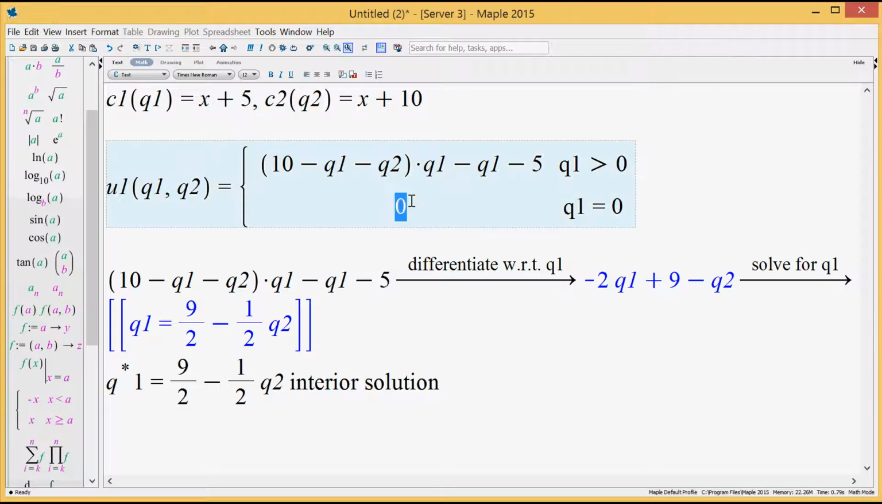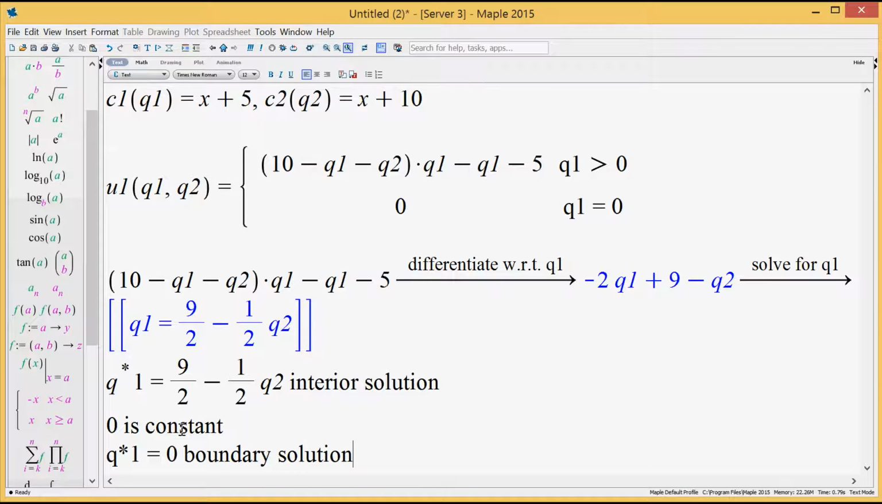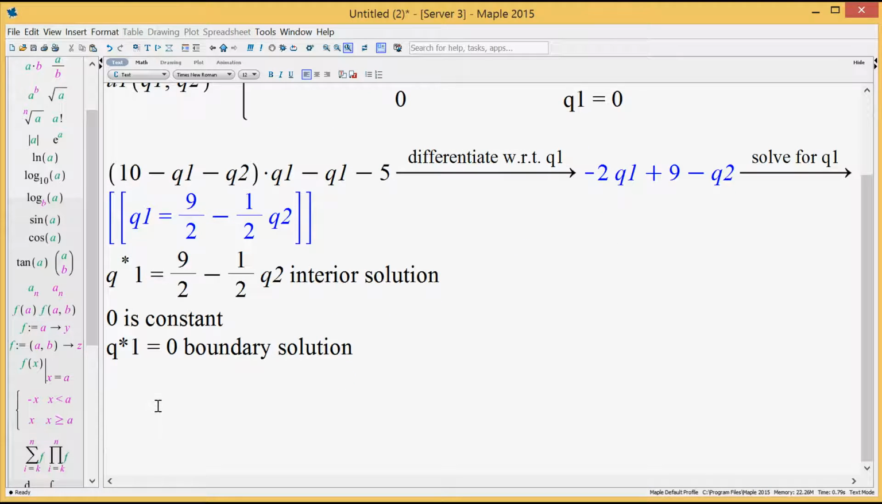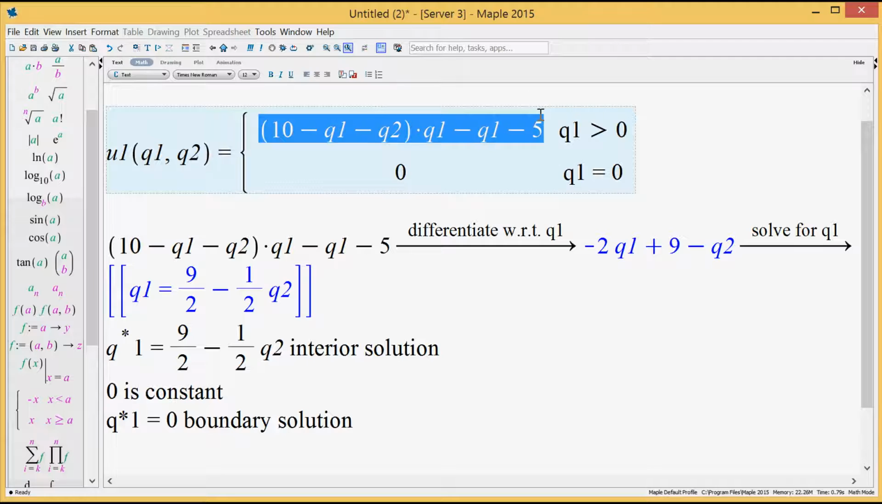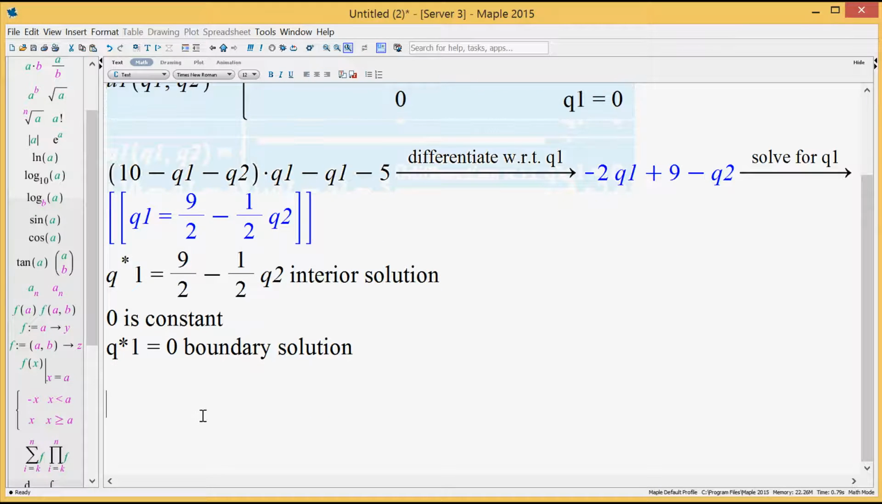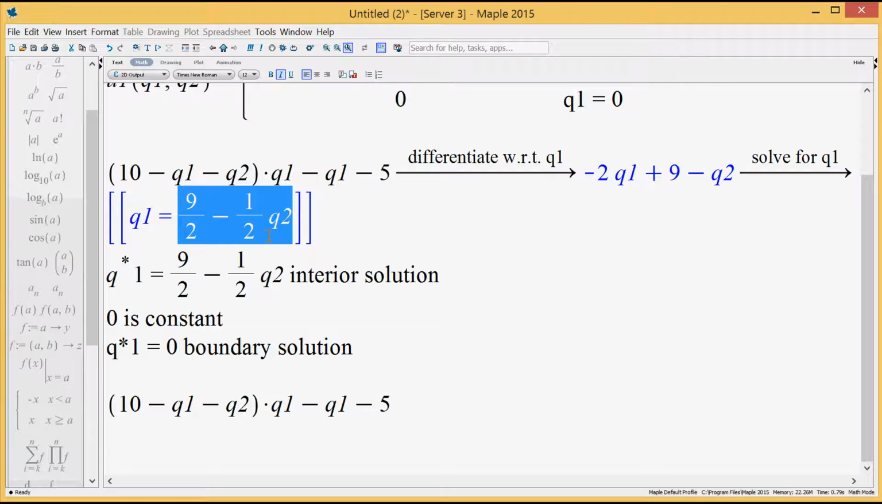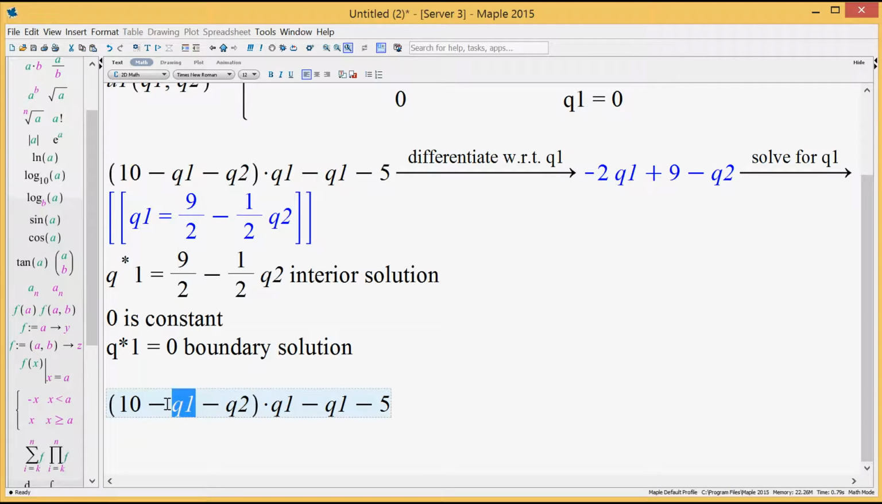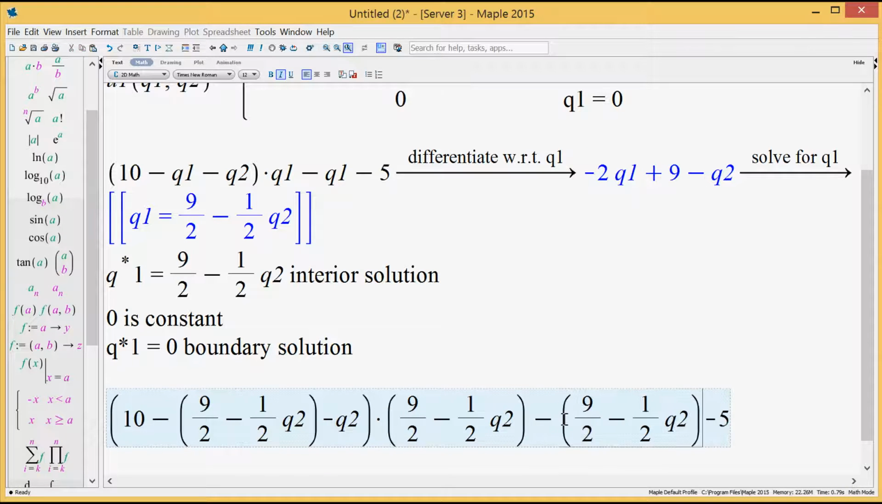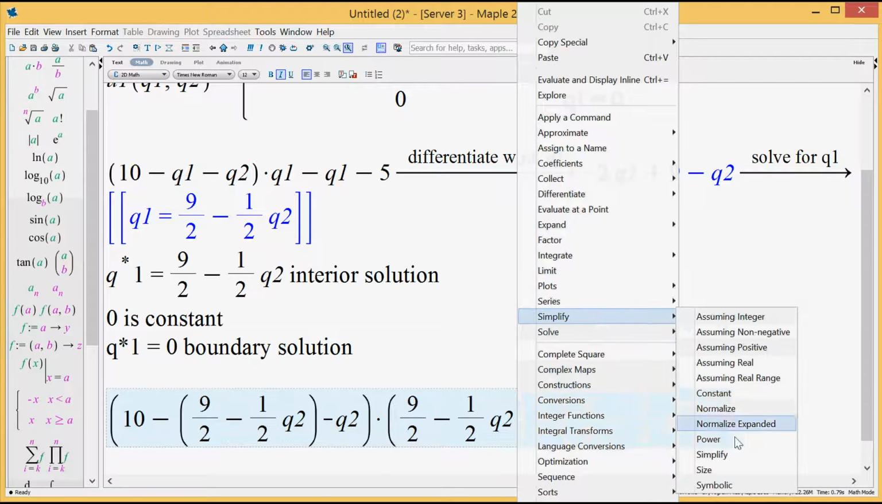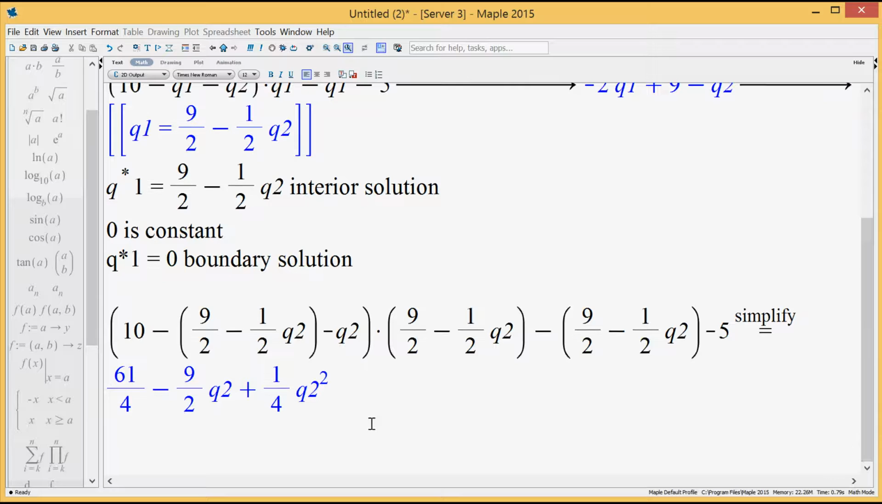And there is a boundary solution which is 0, because I said 0 is the other piece. So Q1 star here, I call this the boundary solution to distinguish the two. Then the next thing is to evaluate the original expression at these two points. The original expression is this, so I copy it down and substitute this thing into each place where it says Q1. So this and this and this, and then I need to simplify it somehow. Then it becomes this thing.